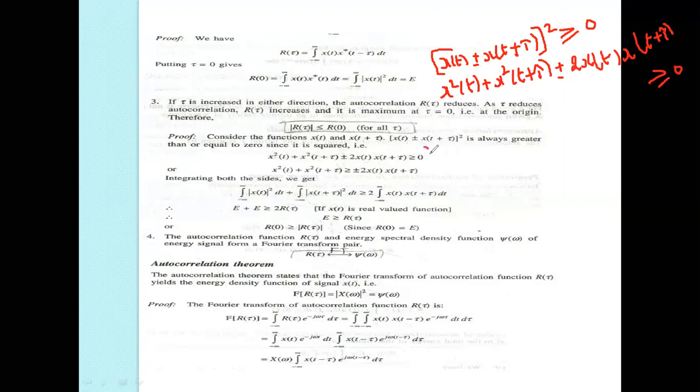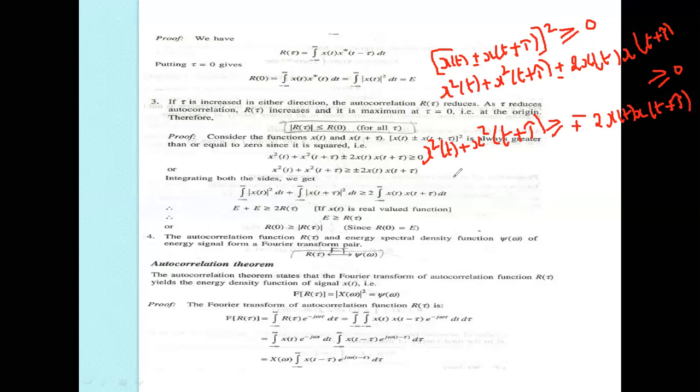Okay, my dear students. Now the x square of t, the square terms, you can keep on the left hand side only. x square of t plus x square of t plus tau is greater than or equal to, you can get it on the right hand side. Plus becomes a minus, minus becomes a plus. Again, it is a plus or minus only: 2 into x of t, x of t plus tau. Got it, my dear students?